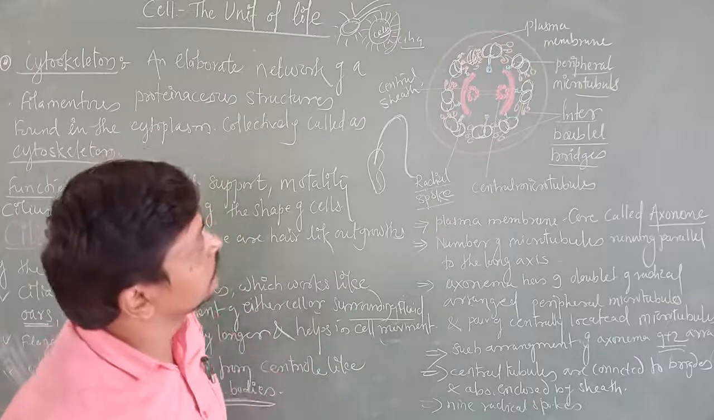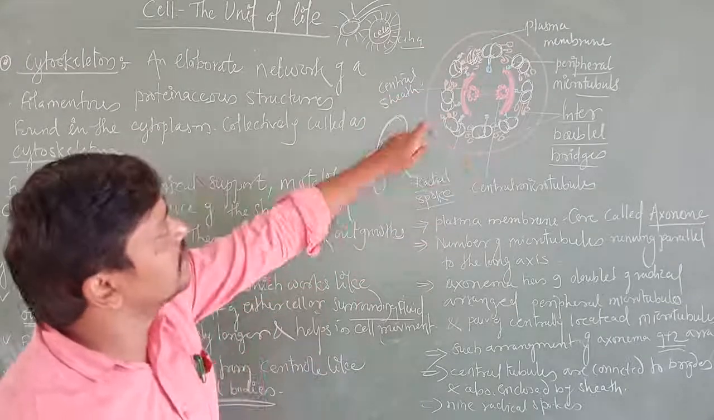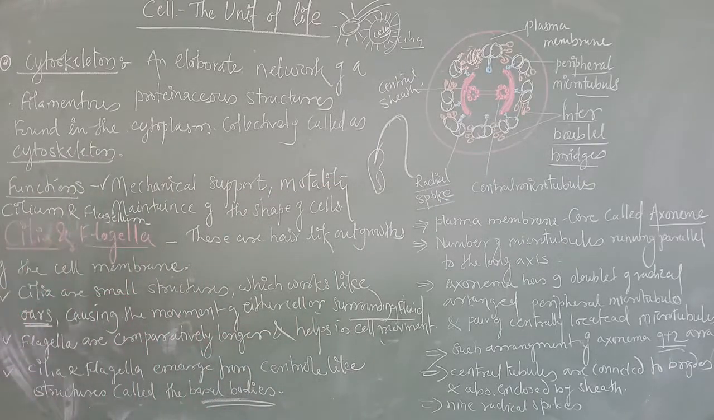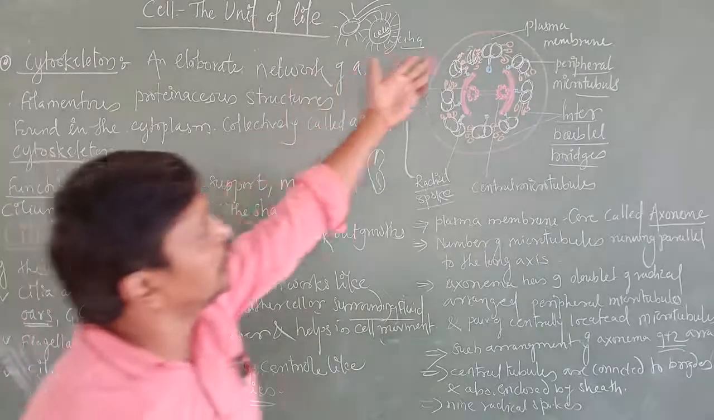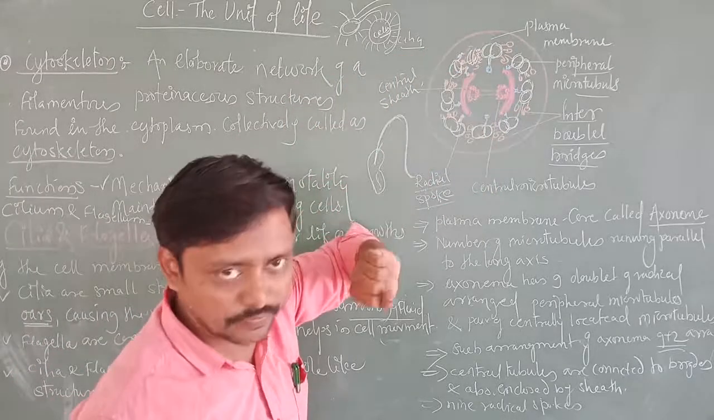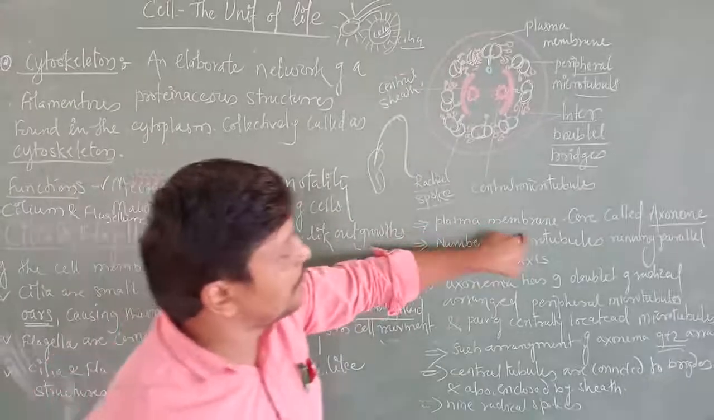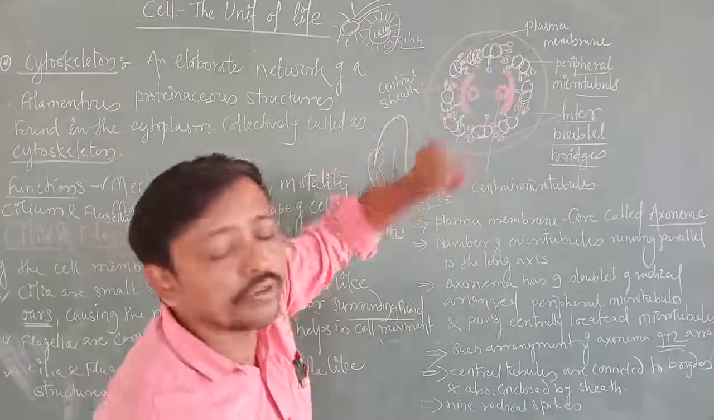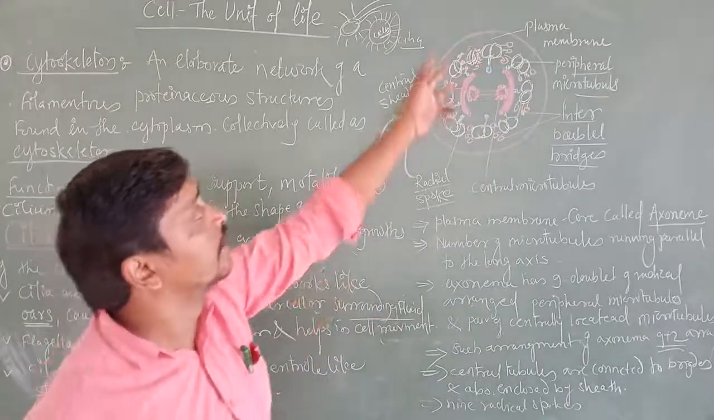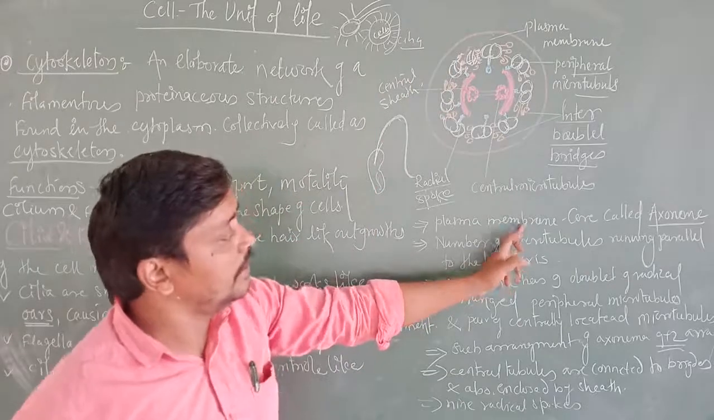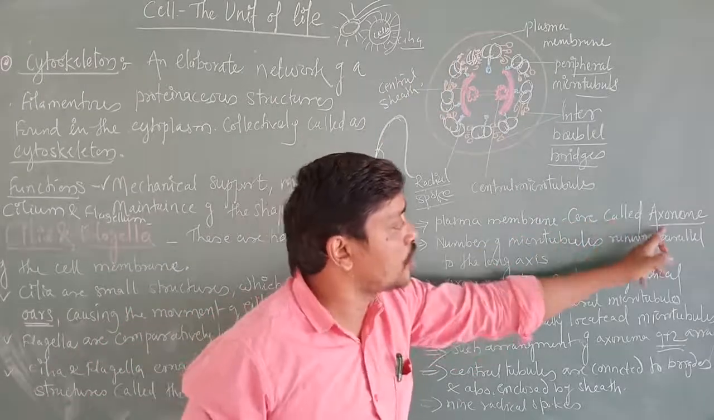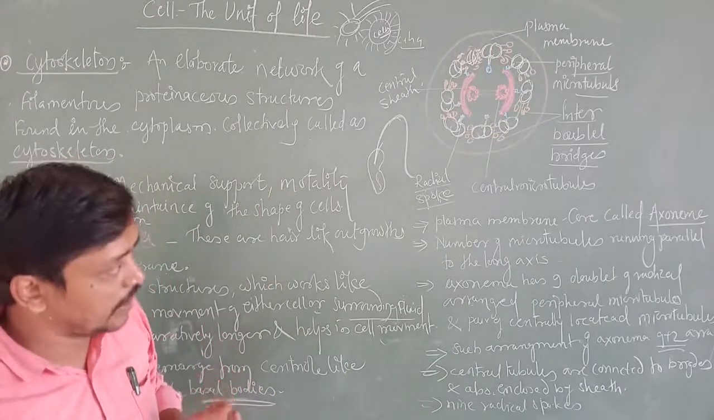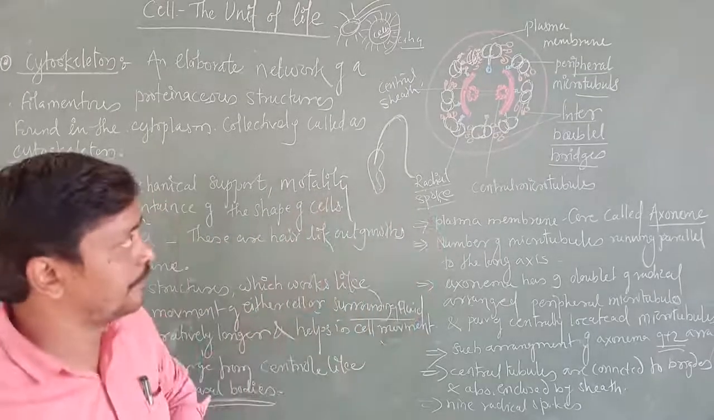Understood? Okay. So this is basically the structure of cilia and flagella. Now you are going to start explaining this structure. The cilia and flagella are covered by the plasma membrane, and the core of that plasma membrane is called the axoneme.